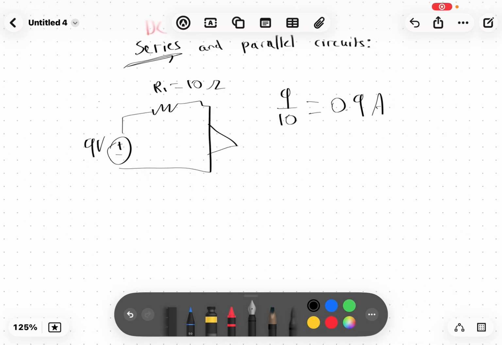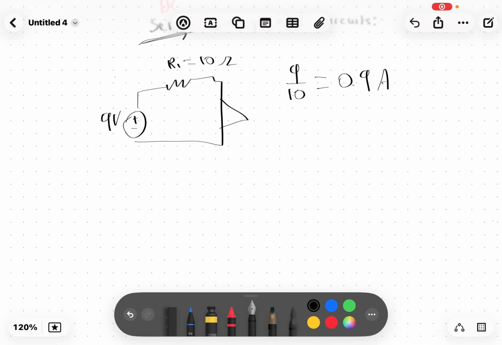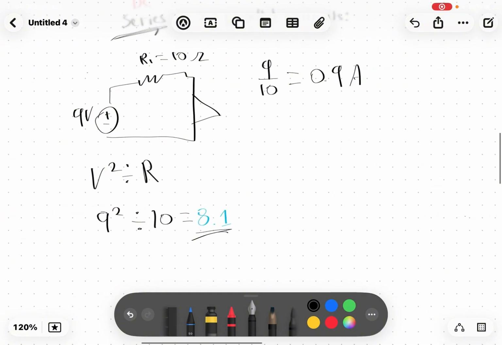And the way we measure power, there are 3 ways. The first method is V squared divided by the resistance. So that will be 9 squared divided by 10, which will equal this. And the second method is V times current.